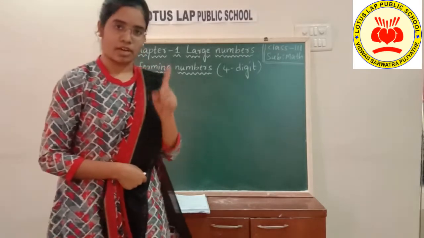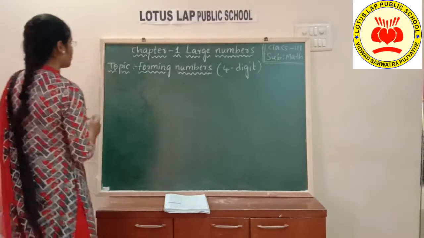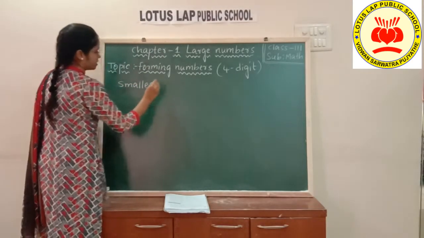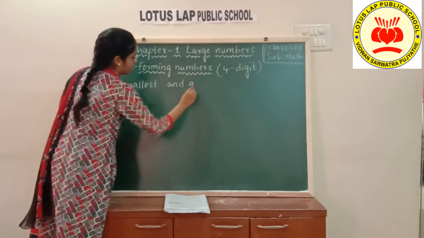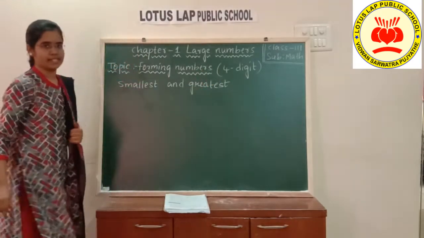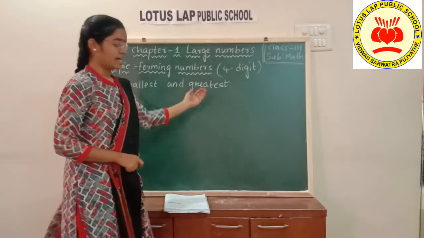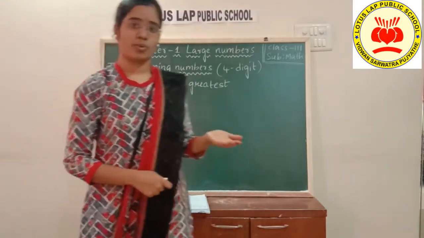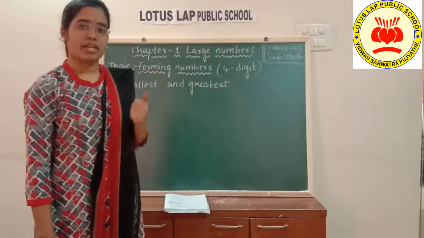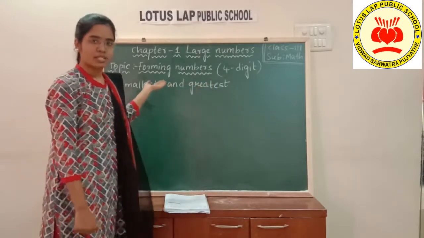Two numbers, that is one should be the greatest and another one should be the smallest. So we need to form two numbers. Smallest and greatest number we need to form using 4 digits. How to form the smallest and greatest? It is very easy, children. As you know, in the previous class we discussed about ascending and descending order. So if you know ascending and descending order, it will be very easy to form a greatest and smallest number.